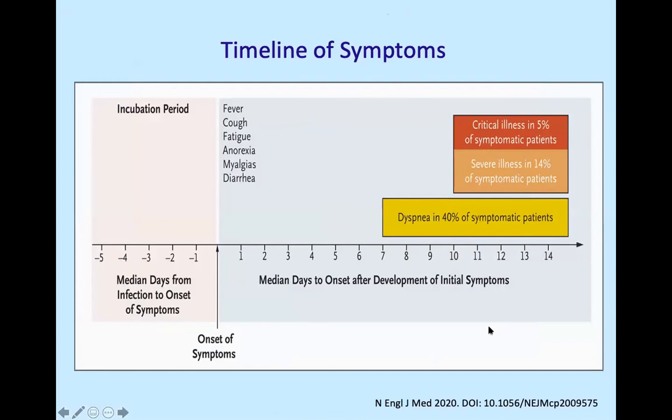So I'm going to go and talk about the timeline of the symptoms. We recognize that from infection to the onset of symptoms was initially thought to be between 5 and maybe 10 days or so. And then you start to have the classical symptoms that we have already described. From that point, within about 7 days, medium time is about 7 days, you get breathlessness. And about 14% progress on to severe illness, 5% on to critical illness amongst the patient groups that we have seen.